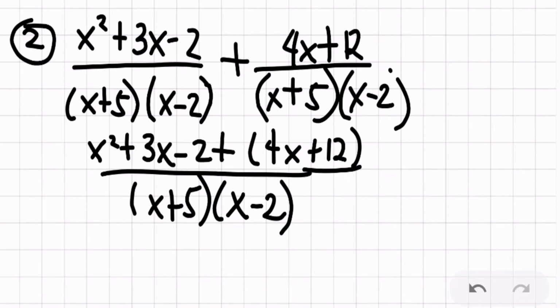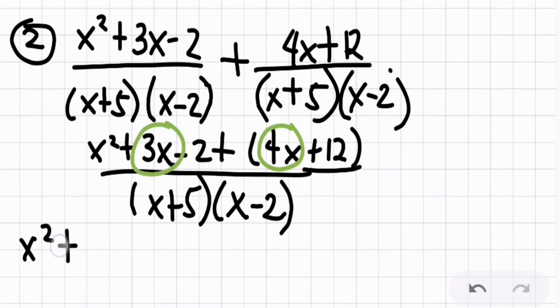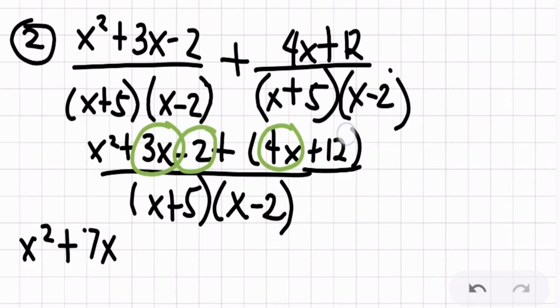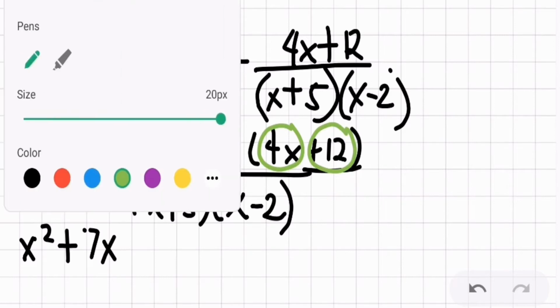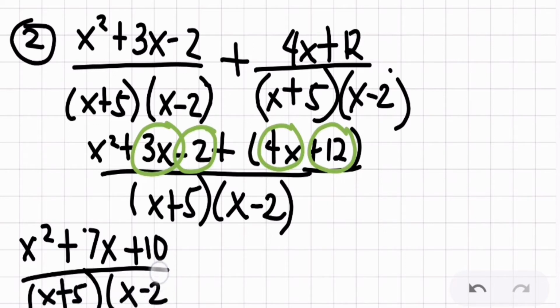Now let's simplify our numerator. So x squared, we do not see any similar term with this one. So x squared will remain as x squared, and then combine 3x with 4x. That will give us positive 7x. And for the constants, we have here negative 2 plus 12. So combining negative 2 and 12, that will give us positive 10 all over x plus 5 times x minus 2.